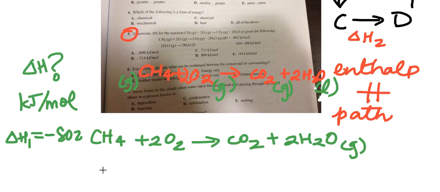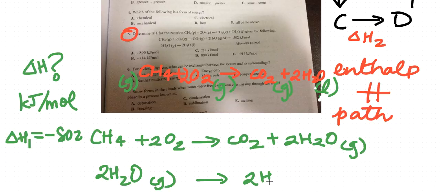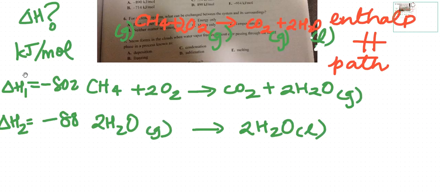The second reaction that you're given is 2H2O gas gives 2H2O liquid. What kind of reaction is this? Condensation. And delta H2, and I'm numbering them as 1 and 2 so it's easier for me to keep track later, is negative 88 kilojoules per mole. Okay, so let's scroll down. How on earth are you going to get the orange equation from the two green equations?